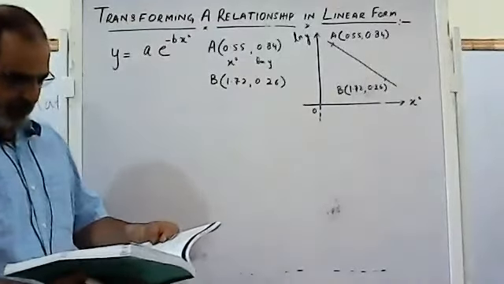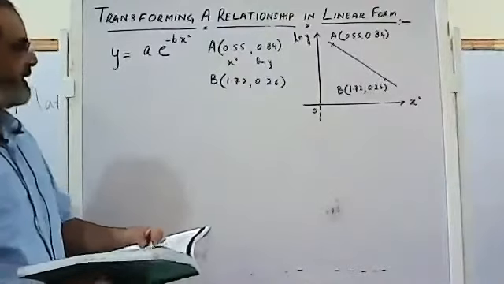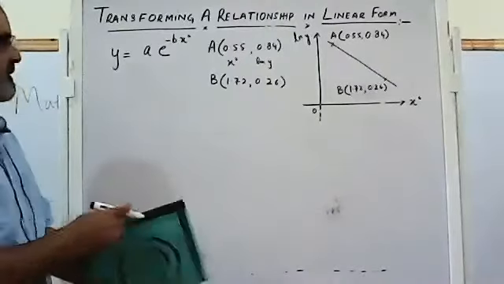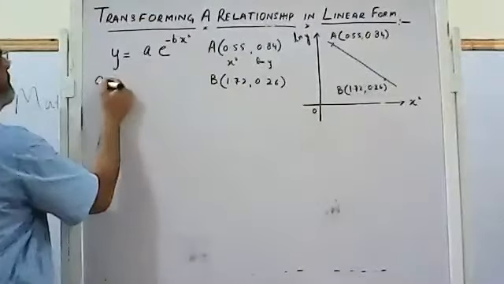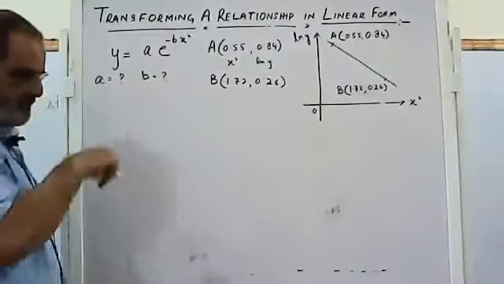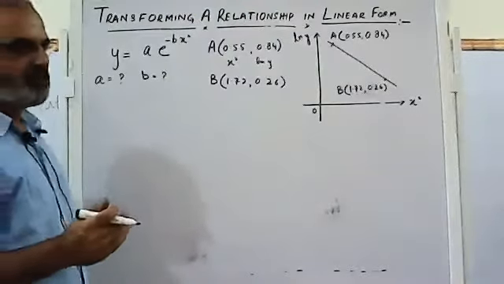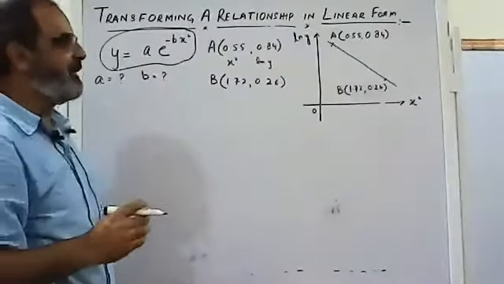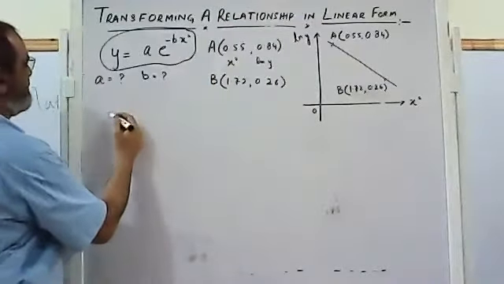The graph of ln of y against x square is a straight line passing through the points A and B as shown in the diagram. Find the value of A and value of B correct to 2 decimal places. We have to find the values of small a and small b. Exponential equation is given to me, but on the graph the line is linear. So first of all I'm going to convert this exponential equation into linear form, y is equal to mx plus c. For that purpose I'm taking the log.